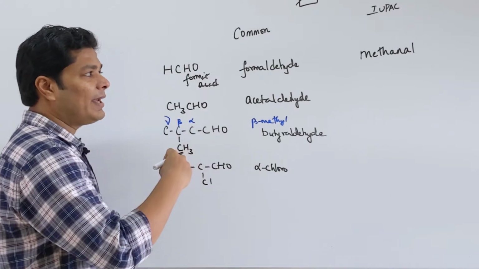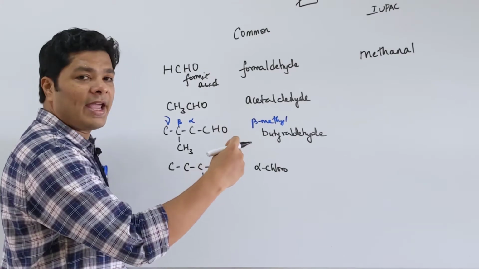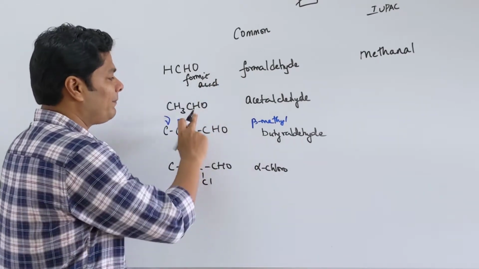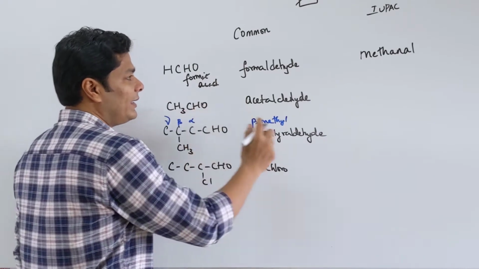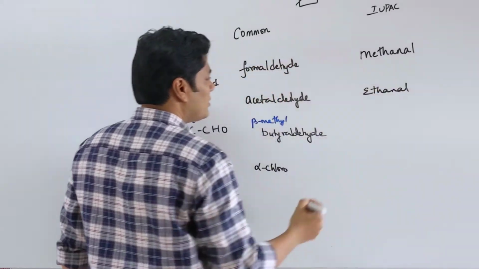Had it been an alcohol, you would convert the E into OL. So that will be methanol here. This would be a derivative of ethane, ethanol. So these are pretty simple.